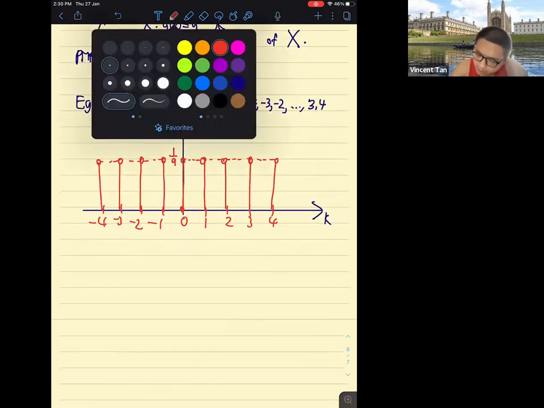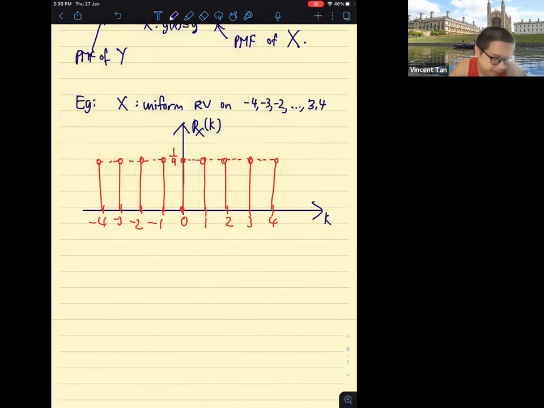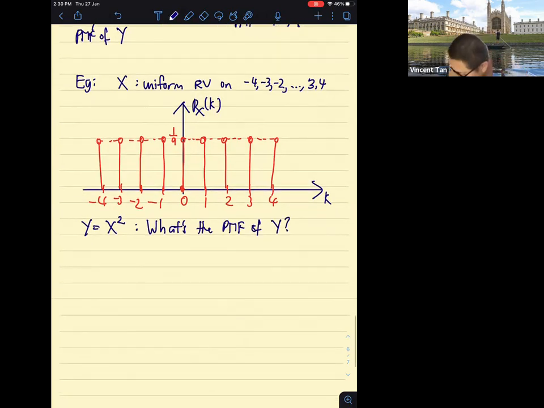Okay, so now I'm interested in a particular operation that is nonlinear. Quite interesting. So now I want to create a new random variable Y equals X squared for some reason. And I want to understand what is the PMF of Y. What's the probability mass function of Y? So in order to do this, we have to first figure out what are the values that Y can take on. Now, if X can take on these values, what are the values that Y can take on?